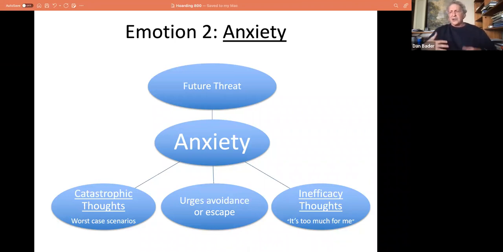Okay, second emotion is anxiety that I'm going over. And anxiety is what we experience in response to any kind of a future threat. And that future threat usually boils down to emotional or physical pain. And so when you go into an anxiety state, you have two types of thoughts. You have catastrophic thoughts, which are worst case scenarios, like, catch COVID, I'm going to be at a funeral, my own funeral very soon. Worst case scenarios. And inefficacy thoughts, inefficacy means a non-coping thought, I can't cope, it's too much for me. So anxiety gives you these automatic thoughts in order to incentivize you to avoid something or escape from something.